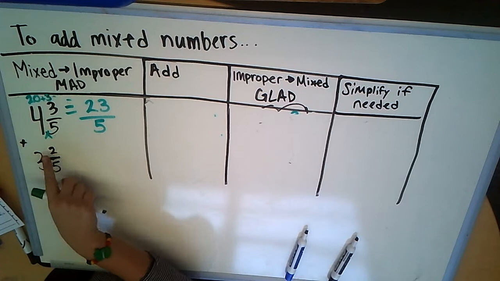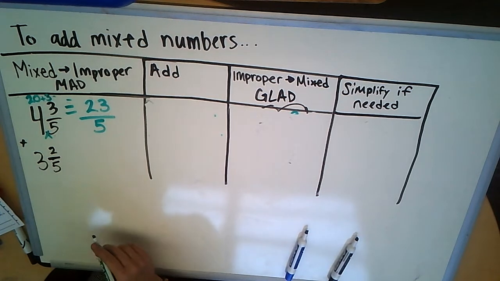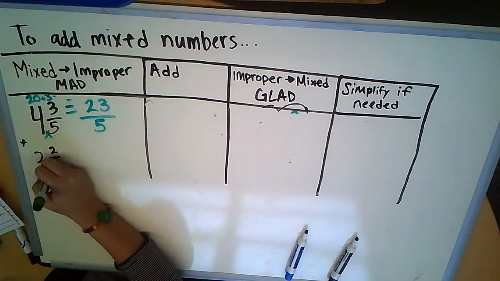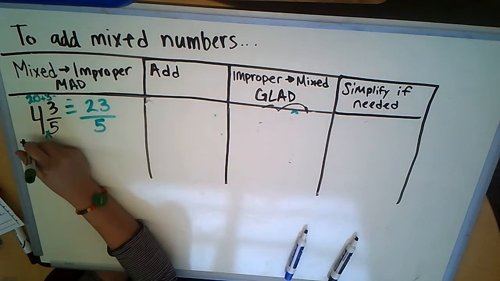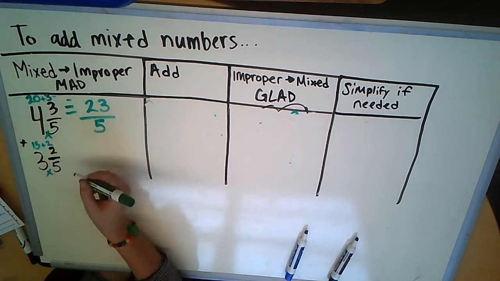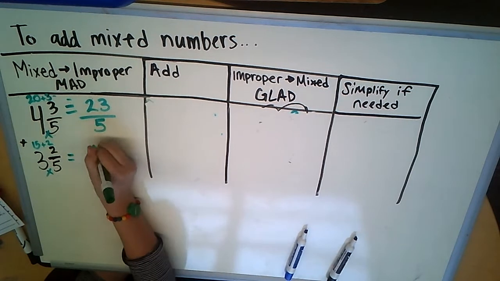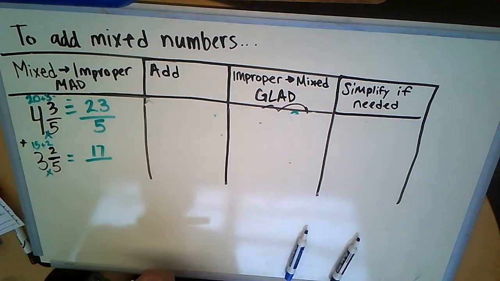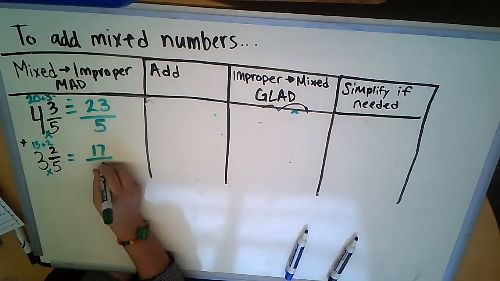For the bottom one, we're going to do the same steps. Multiply, add, and the denominator moves over. So 5 times 3 is going to get me 15. And I have to add the numerator, which is 2. 15 plus 2 is 17. And I keep my denominator the same, which is 5.